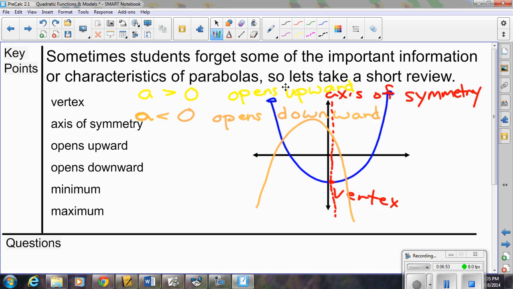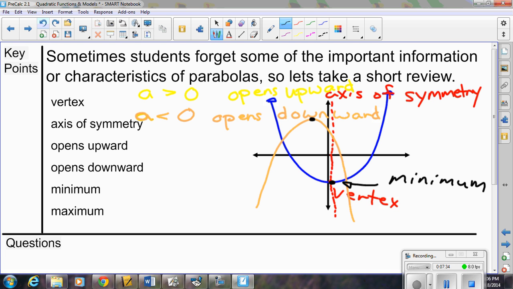Depending on whether or not your parabola opens up or opens down, you would notice that the vertex has some interesting characteristics to it. In the blue parabola that opens upward, this vertex is actually lower than every single other point on the graph. Every other point in blue is higher than the vertex. In this instance, we would talk about the minimum. Minimum, of course, meaning smallest.